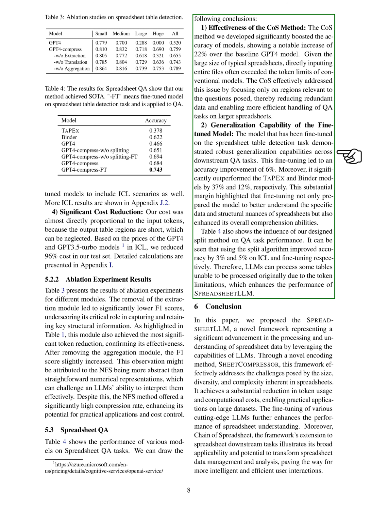3. Our designed split method had a positive impact on QA task performance, increasing accuracy by 3% and 5% on ICL and fine-tuning, respectively. This enhancement allows LLMs to process tables that were previously challenging due to token limitations, ultimately boosting the performance of SPREADSHEETLLM.